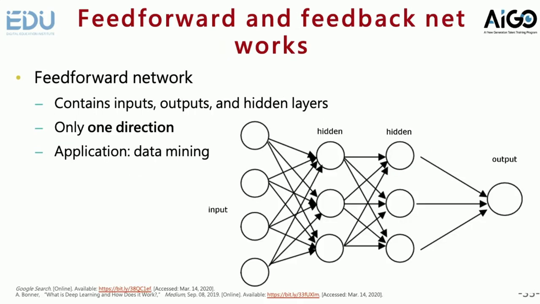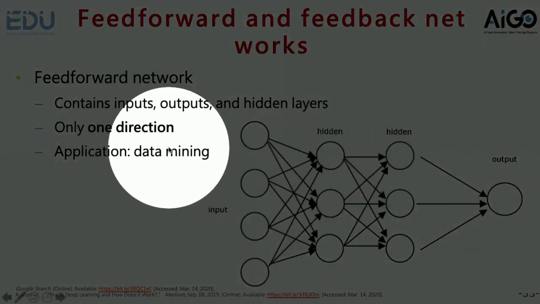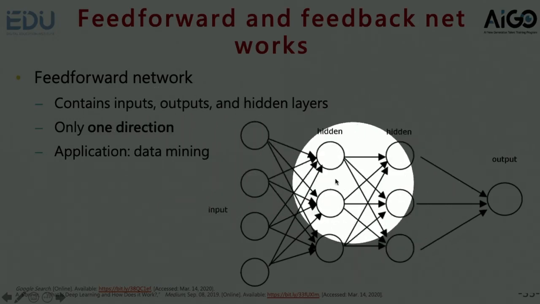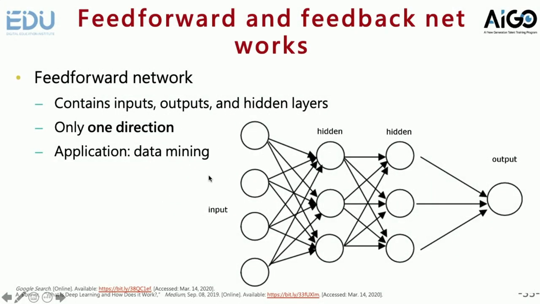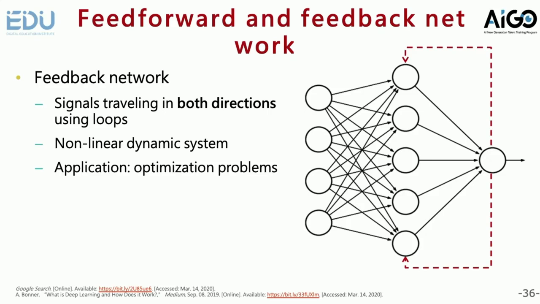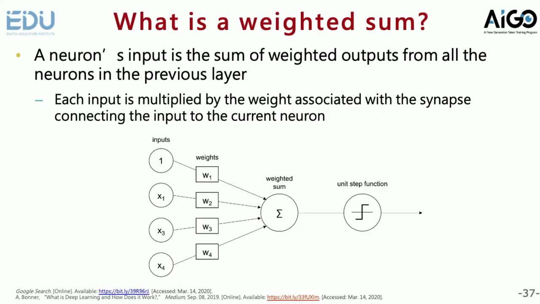And this is the network we already mentioned a little bit in the few slides before. It is the feed-forward neural network, and it contains input, output, and hidden layers. There is only one direction, either from left to right or from right to left. Either is okay, but generally we use the direction from left to right, and the application is in data mining.